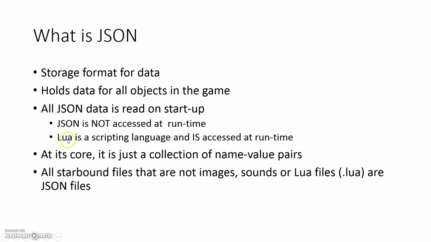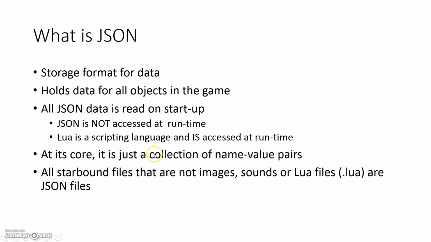There is another type of file that we'll get into later. It's called Lua. It's a scripting language of script files, and they are accessed at runtime, which means the Lua scripts are run while the game is running. JSON files don't do that. They're all run before the game starts.